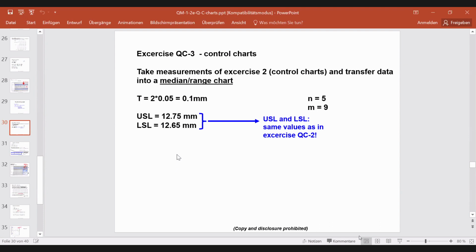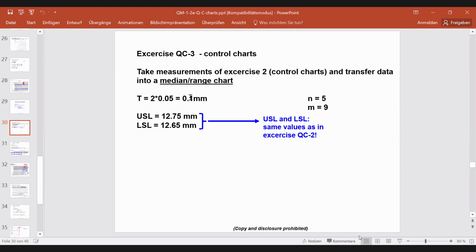Here is an additional example. If you take the measurements of the last example and transfer the data into a median range chart. So you can do a single chart, which we saw 2 sheets before. And now you also can analyze the data if you put these measurements in a median range chart.